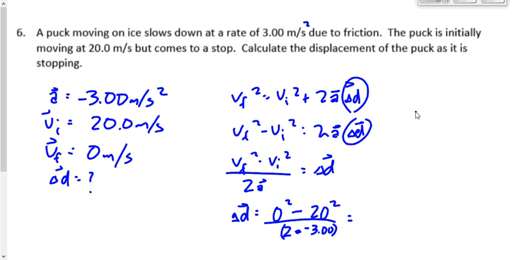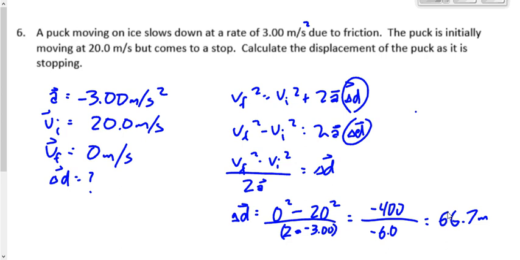0 squared minus 20 squared is negative 400 on the top. 2 times negative 3 is negative 6. Negative 400 divided by negative 6 would be 66.6 or 66.7, I should say. And it's positive, right? Because negative divided by negative is a positive. Is that right?